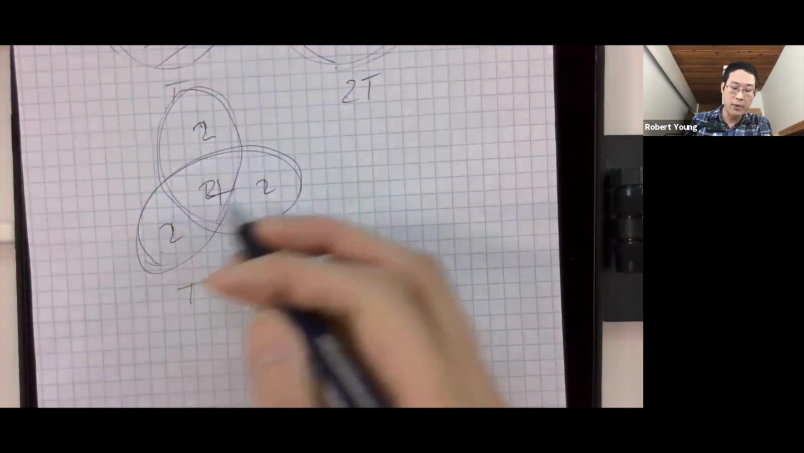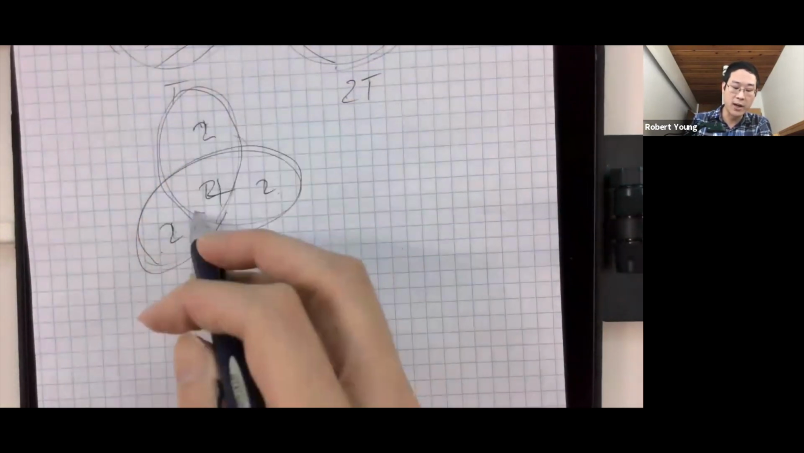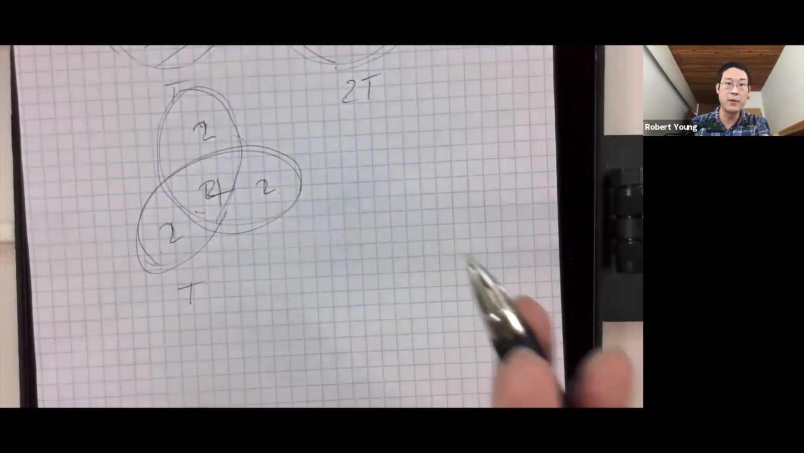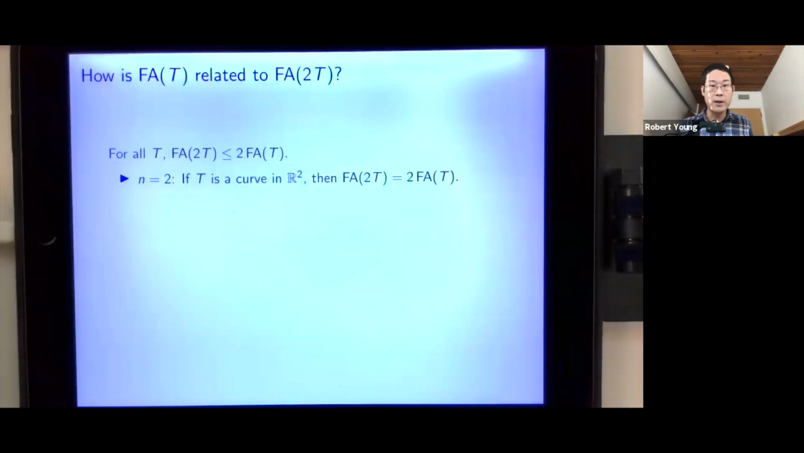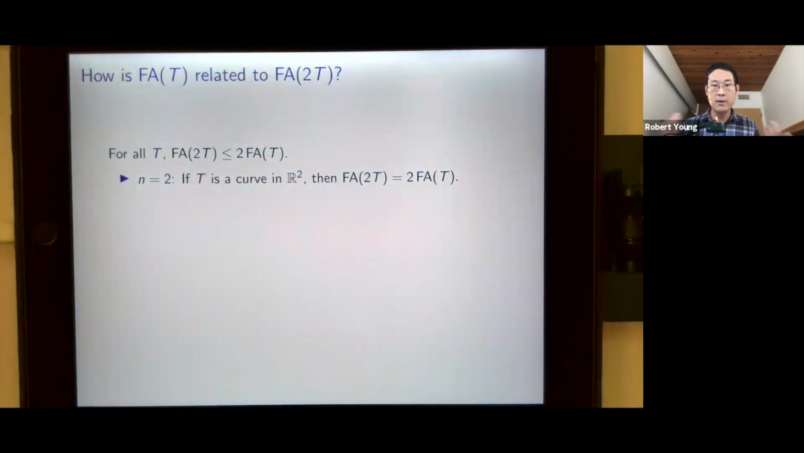And so I get 2 times this, plus 2 times this, plus 2 times this, plus 4 times this, which is twice what I had before. So in 2 dimensions, filling area of 2t is equal to twice the filling area of t because you have a nice formula for filling area in terms of winding number.